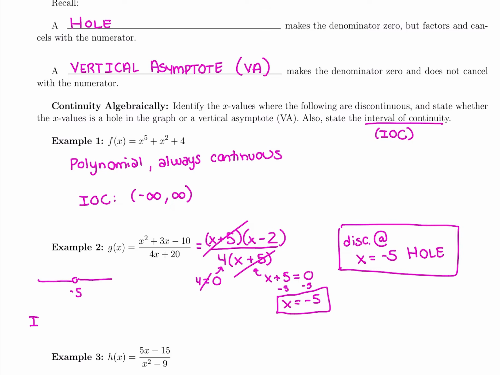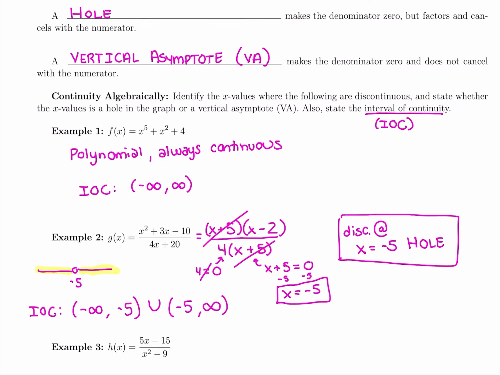So my interval of continuity is going to be before negative 5. How would I write that in interval notation? Well, that's from negative infinity to negative 5. All of the negative numbers before negative 5. Union, we use a union when there's more than one interval. Any number after negative 5, right? So from negative 5 to infinity. So before negative 5 and after negative 5, I'm continuous. I'm continuous everywhere except for negative 5 is what this says. Those round parentheses mean everywhere except negative 5.